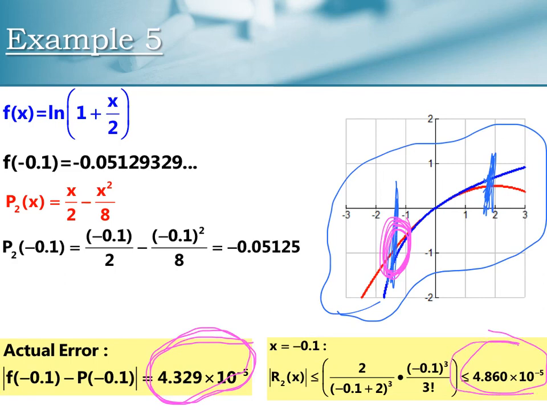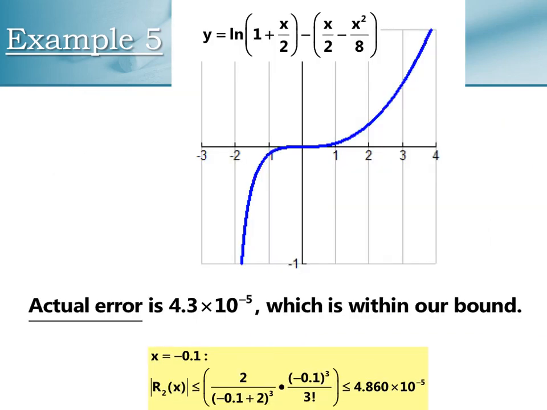But think about how quick it was to do this computation. This upper bound was really fast to find. And coming up with the actual error would have been kind of pointless, because then we'd have the actual value. I have another picture I can show you, and you'll see this again pop up on some of your homework. This function is kind of an error function. It's the natural log function minus the degree 2 Taylor polynomial.